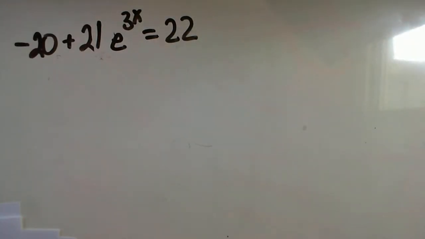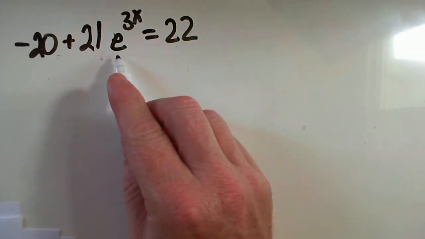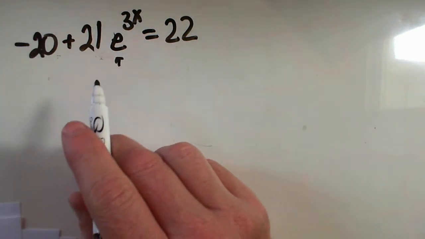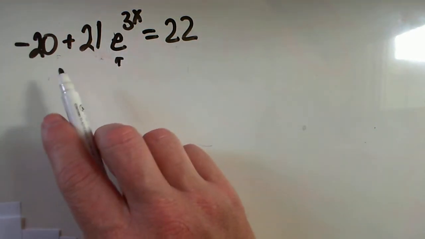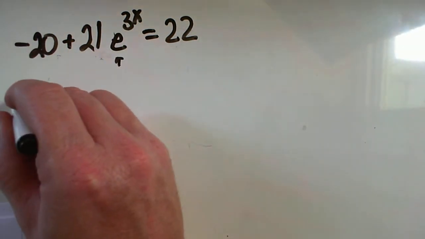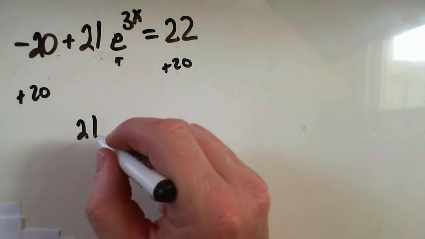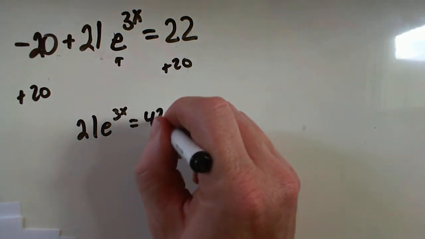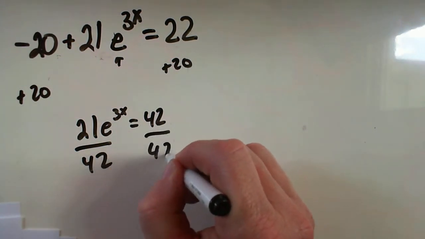So this time we are going to start off trying to isolate the e to the 3x. You must isolate the factor that has the exponent in it. So we've got to get this e to the 3x all by itself. So we add 20 to both sides. 21 e to the 3x equals 42. Divide both sides by 21.